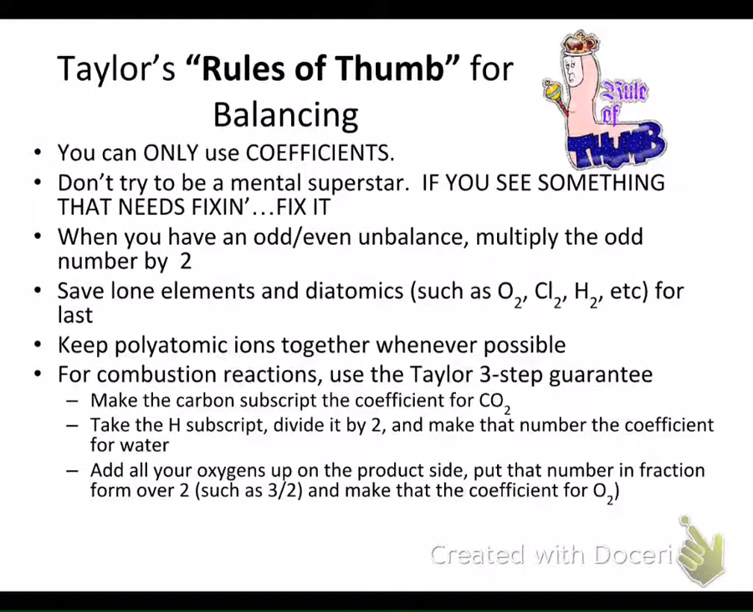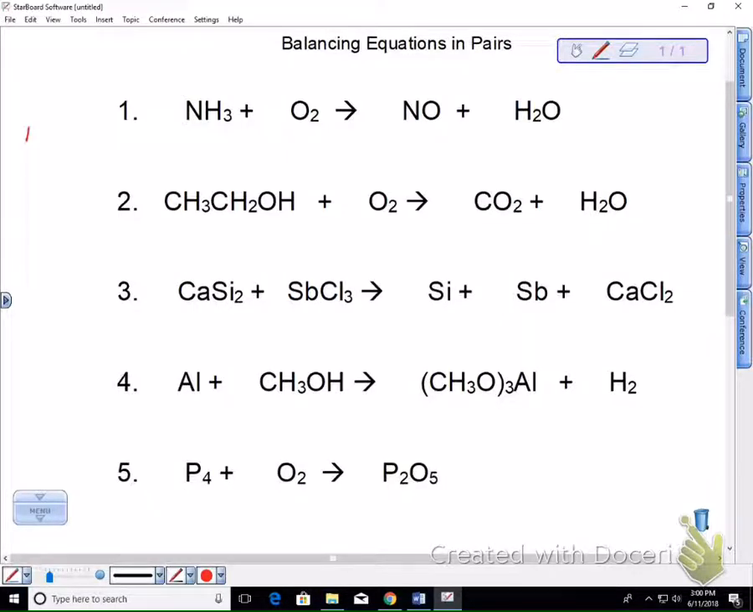So let's not dwell on that. Let's get to the examples. All right, here we are with our examples. In the first reaction here, we have ammonia plus oxygen. So I see this, O2 is by itself. Let's leave it. Let's wait and do that one last. So let's focus on N and H.